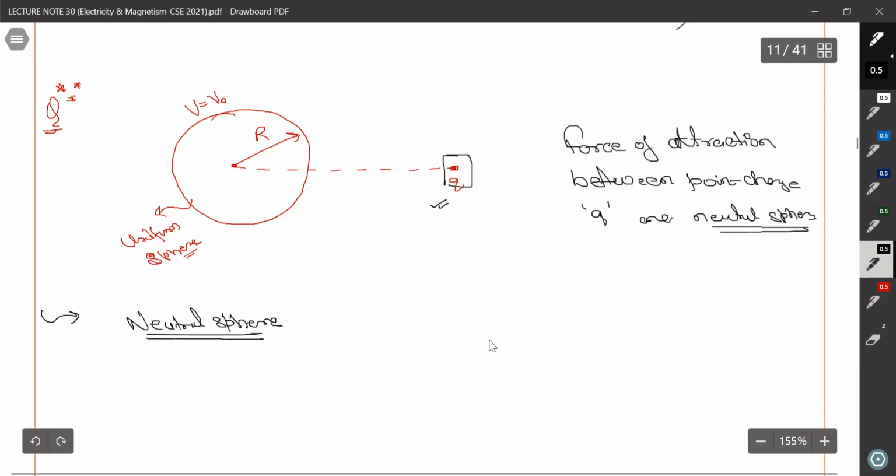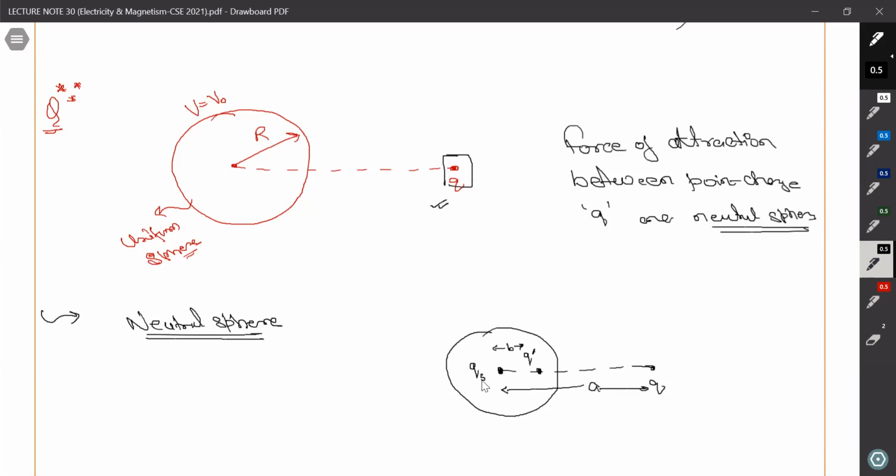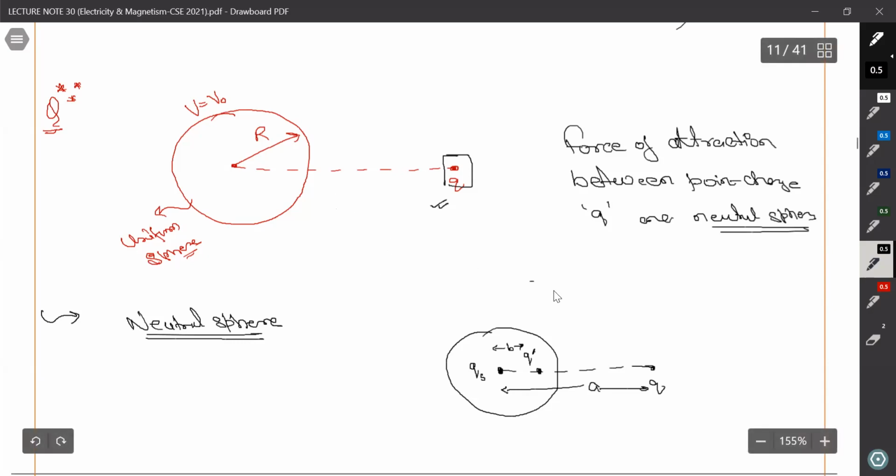So if it is a neutral sphere, what we need to do is again assume that we have a charge q here at a distance a, and due to this charge we will have an induced charge q dash at a distance b, right? And we will again put here, let's say, qs, that is the charge on the sphere. Why have I put it there? If I put the charge at the center of the sphere, it will not make it an equipotential surface.